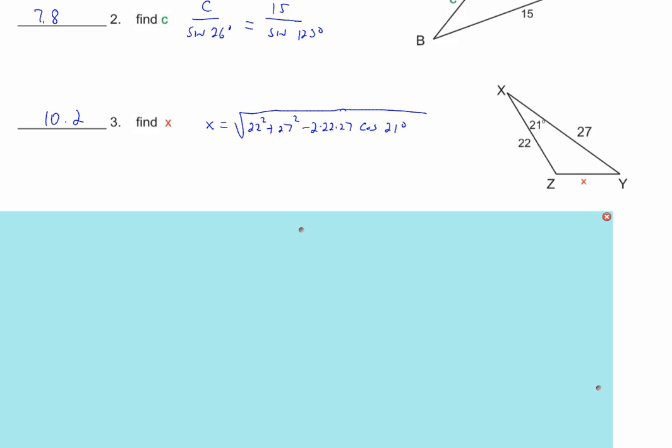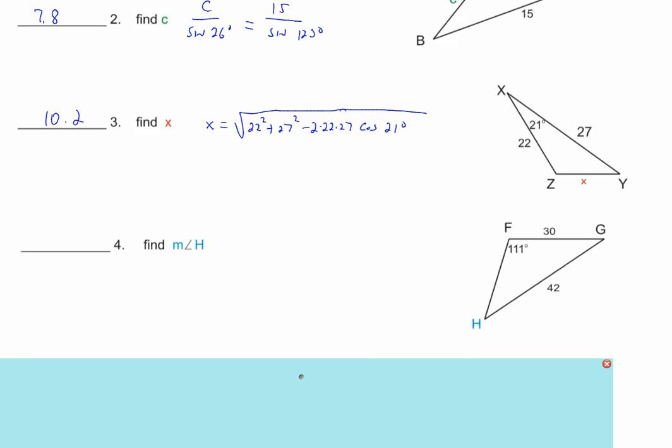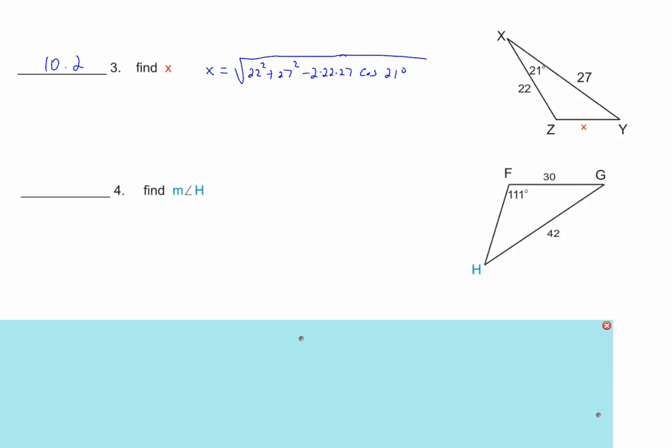By the way, some of you should be doing the chapter review over the topics we've covered to try to get yourself ready. All right, any questions on that one? Anybody want me to explain anything there? Okay, number 4. Go ahead and solve 4.